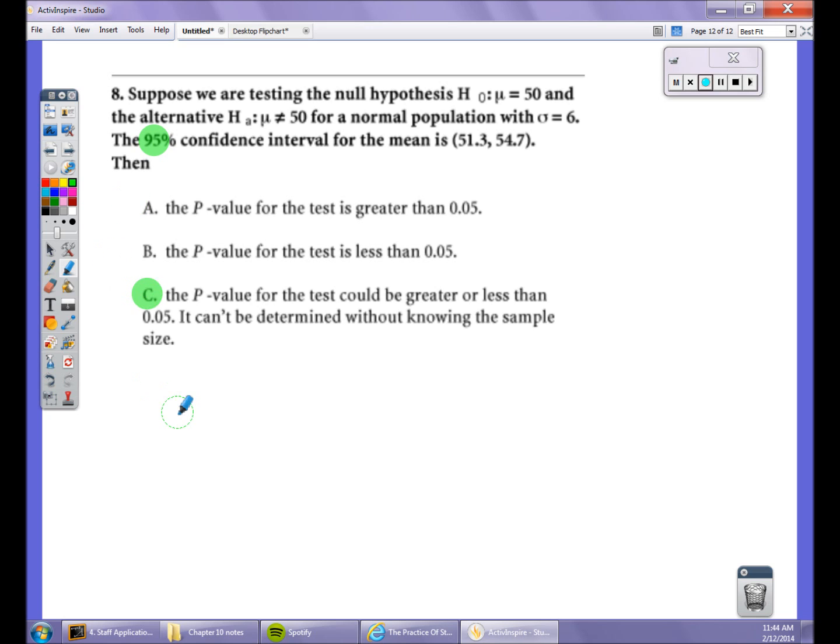The correct answer here is C. I don't know what the p-value is. I would actually have to have a sample mean, and since I don't know that, or the sample size, I can't conclude anything here.